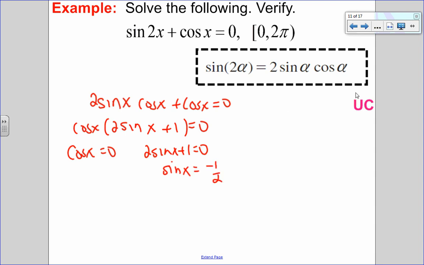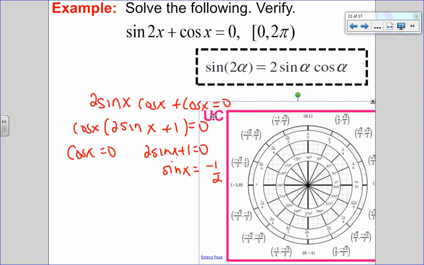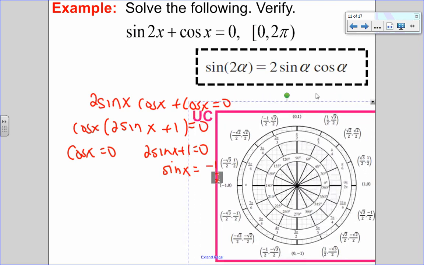So I'm looking at all my solutions from 0 to 2 pi. So let's take this out here. Okay, so where is cosine 0? That's the x-coordinate. It's 0 at pi over 2 and 3 pi over 2.